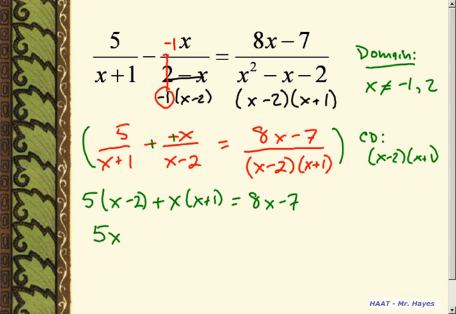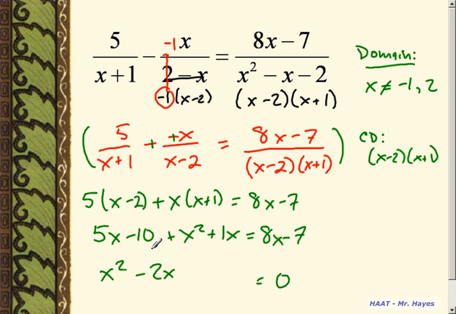So I come up with 5x minus 10 plus x squared plus 1x is equal to 8x minus 7. And then we're going to move everything over to the other side. So the 8x comes over here. So I have an x squared out front. There's a total of 6x, minus 8x will be minus 2x. And then negative 10 plus 7 is going to be a negative 3. So I'm going to come up with an x minus 3 and an x plus 1 equals 0.